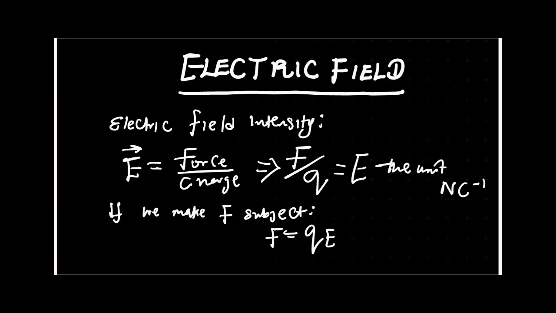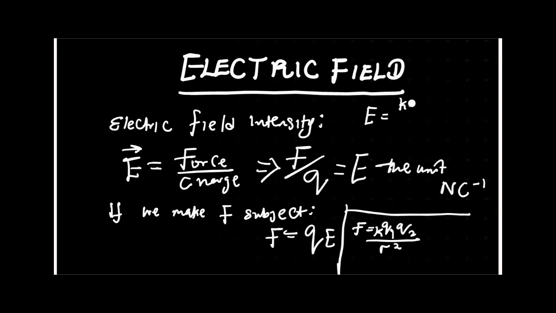All right, let's continue. We already know that F is equal to K Q1 Q2 over R square. If I plug in this formula here, that means my E will be equal to K Q1 Q2 over R square, all over Q. Let's say my Q2 is the same thing as Q. Now I will explain what we mean by Q1 and Q2.